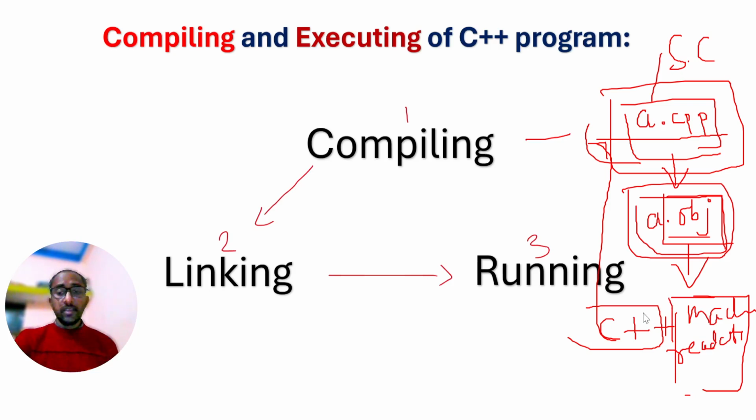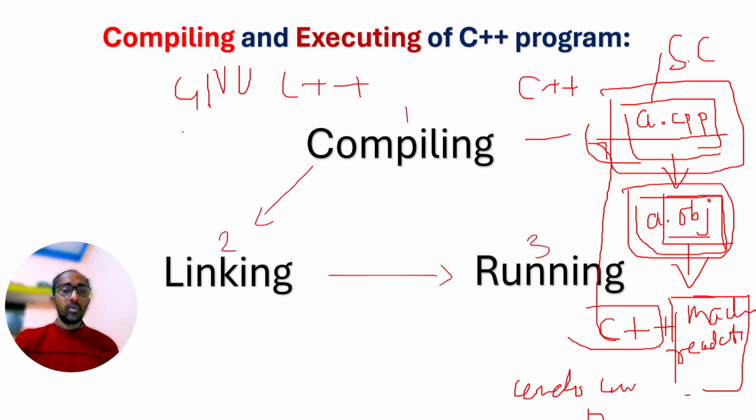So a C++ program can be implemented on different operating systems, like Windows, Linux, Mac OS and DOS, and it has different C++ compilers, like GNU C++, Borland, and many more.